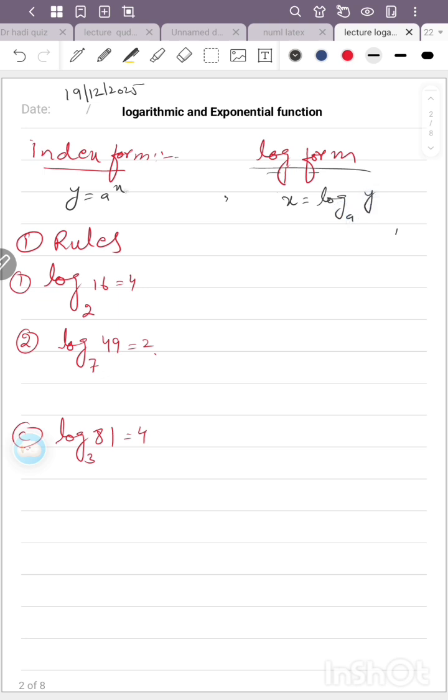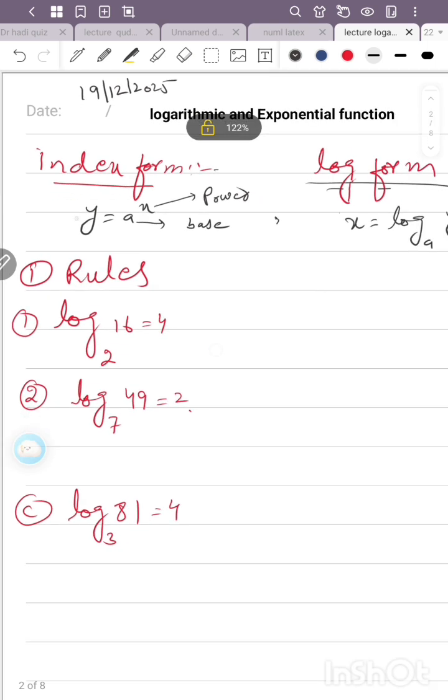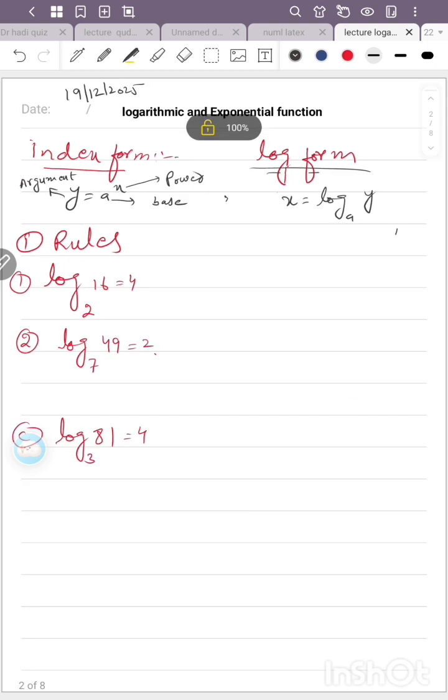So first of all, we have to discuss what this is. This is the power, and this is what we call the base. And what is y? The y is what we say is the argument. Now we have to convert the index form into the logarithmic form.